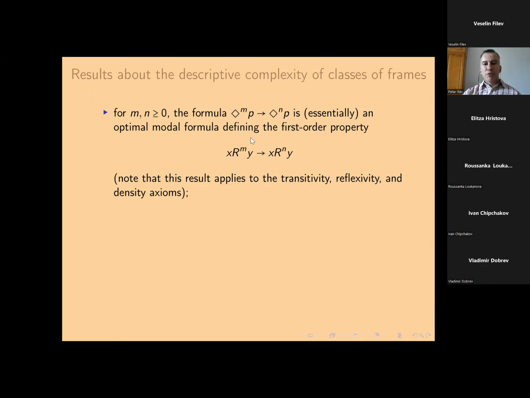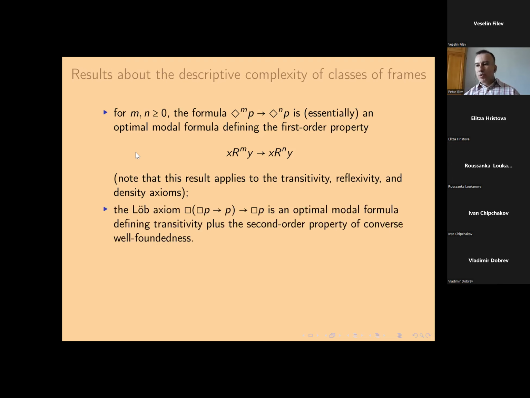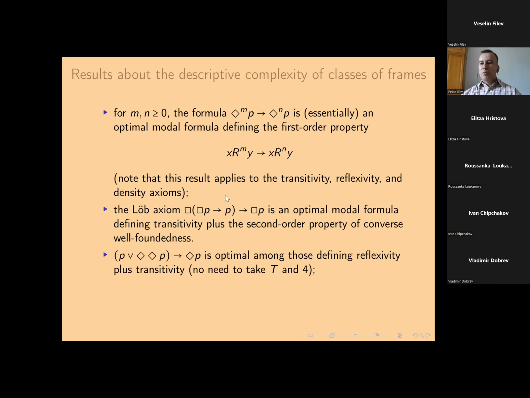And what we showed was that this formula, a stack of M diamonds followed by P implies a stack of N diamonds followed by P, is essentially an optimal modal formula that defines this first order property. What this essentially means here is that any modal formula that defines this property is going to contain at least M plus N modal operators and at least two occurrences of propositional variables and at least one Boolean operator. And for the specialists here, note that this result applies to classic axioms like transitivity, reflexivity, and density. Then we proved a similar result for the Löb axiom. And again, we show that this is an optimal modal formula that defines transitivity plus the second order property of converse well-foundedness. So usually proving descriptive complexity results about a modal formula that defines first order properties is easier than proving descriptive complexity results about modal formulas that define second order properties.